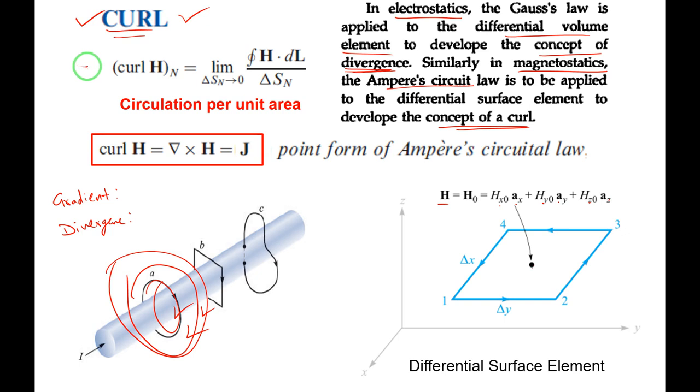We will define the curl here. Curl of H is equal to the limit as delta S tends towards 0 of the closed line integral of H dot dl divided by delta S. Closed line integral of H dot dl is equal to I. So I by delta S means current passing through unit surface area. As the surface area tends towards 0, this surface area will go on decreasing, and you will calculate the curl at this point.